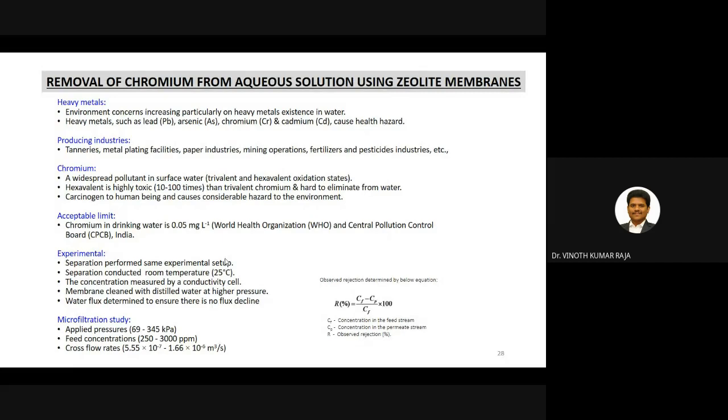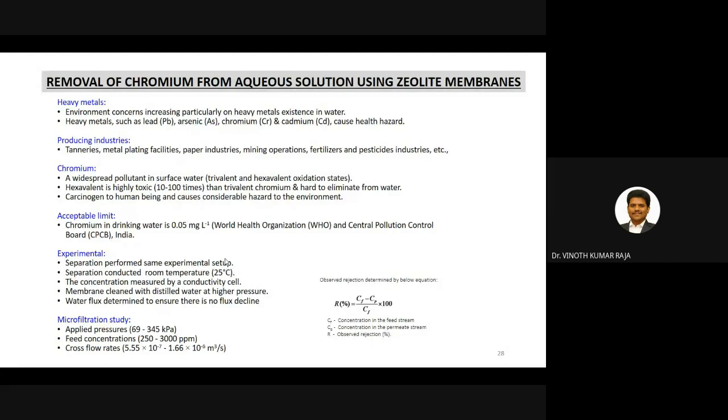If you look at the regulations, the limit for chromium in drinking water is 0.05 mg per liter as per the World Health Organization as well as the Central Pollution Control Board of India. A similar experimental setup was used for this application after making the zeolite composite membrane. Separations were conducted at room temperature, the concentrations were measured, and the membrane was cleaned with distilled water at higher pressure. The water flux was determined to ensure there is no flux decline, so every time the membrane was regenerated.